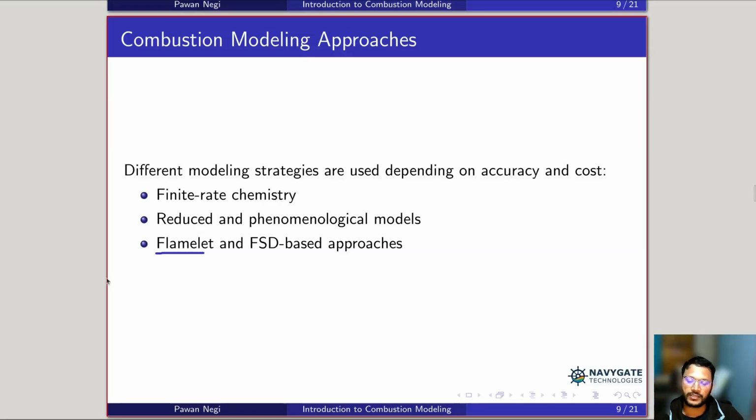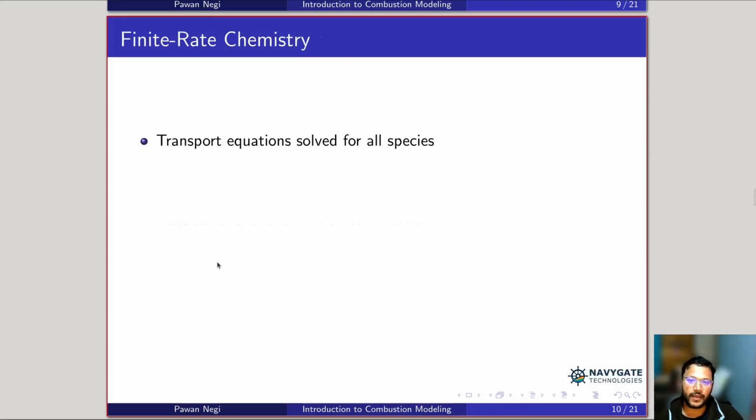The third one is the one where we are interested in solving the simulations for pre-mixed fuels, and we are just interested in how the flame propagates in the flow and how the temperature rises and different related phenomena happen. Let's talk about these models in detail.